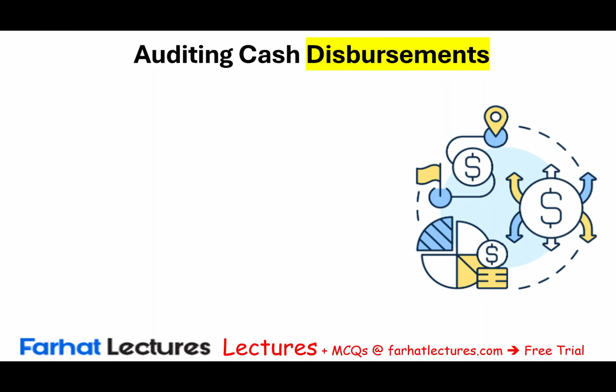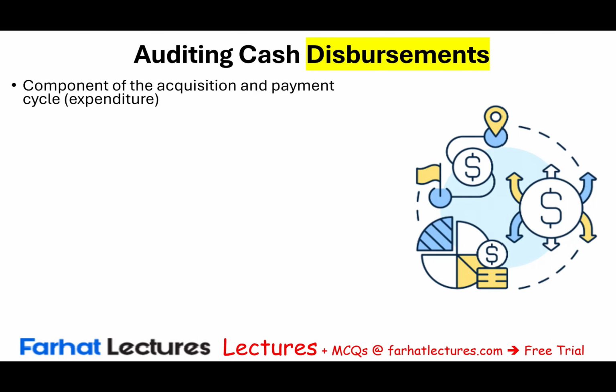This is Farhat, in which we would look at auditing cash disbursement. Now, auditing cash disbursement is a component of the acquisition and payment cycle. What does that mean? It means when we buy something, first, most likely it will go into accounts payable, then we will pay it. Now, in the prior session, we looked at auditing the acquisition transaction. We looked at auditing AP. Now we're looking at the payment, the disbursement.